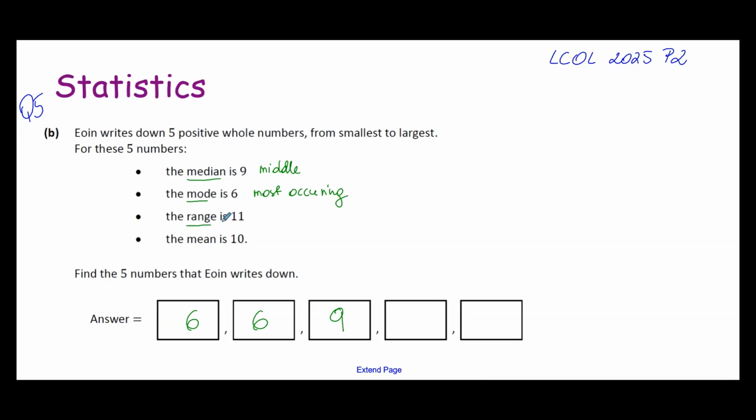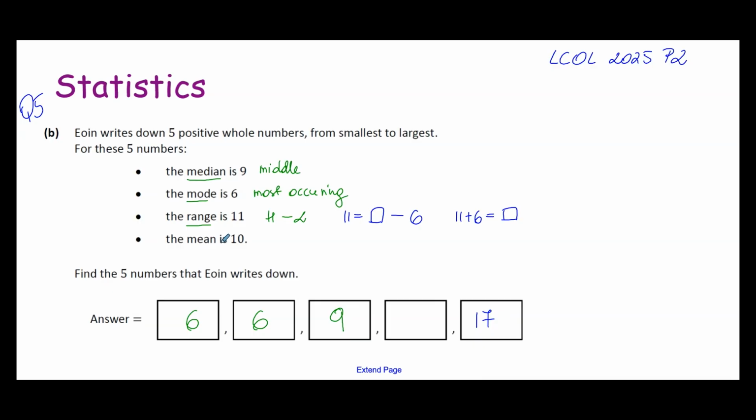Then we have the range. So what is the range? We take the highest number minus the lowest number. So in our case, how did they get that 11? Because they took the highest number, we don't have that yet, minus the lowest number, 6. So how do I find it? Well, we move that to the other side, change the sign, and that's how we get our box. 11 plus 6, that's 17, and there it is, we have our next number.